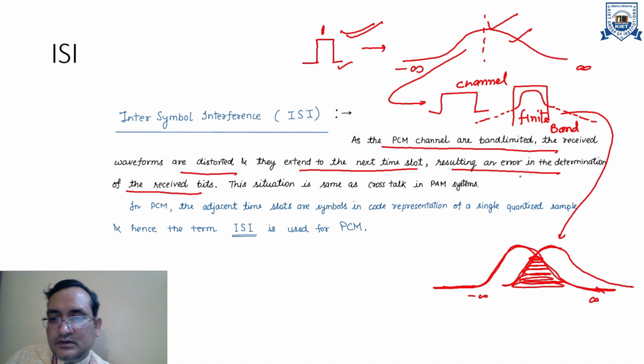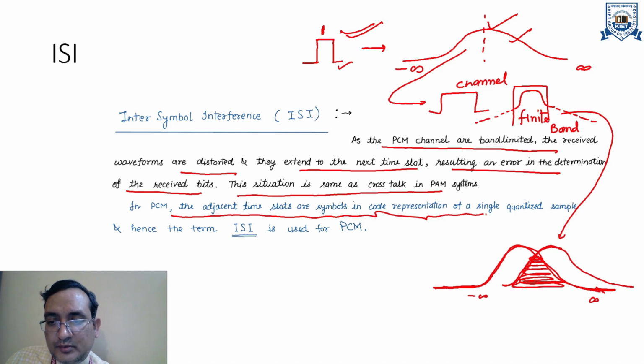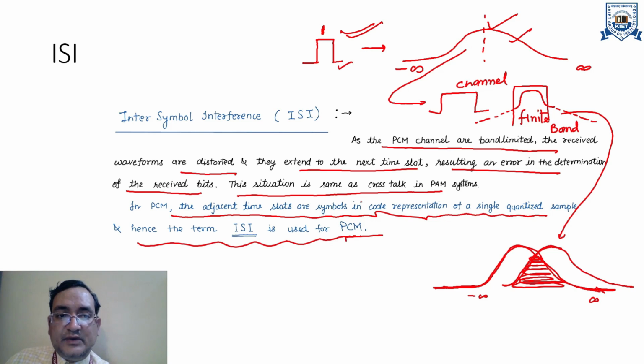So in PCM, the adjacent time slots are symbols in code representation of a single quantized sample, and hence the term ISI is used for PCM. So basically ISI is inter-symbol interference, that means between two different symbols. Here I have represented only a single bit, but I am talking in terms of symbols, which are combinations of more than one bit, right? So as two different symbols are considered, these are called inter-symbol interference, because these two different symbols are just interfering with each other. So this is ISI for PCM.